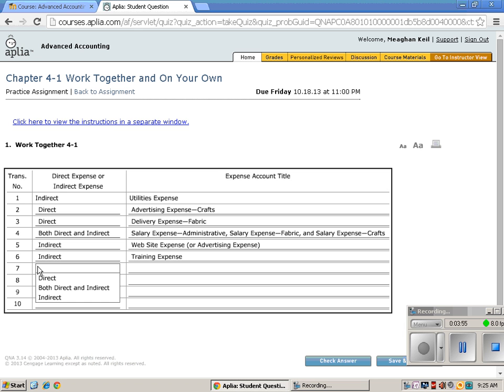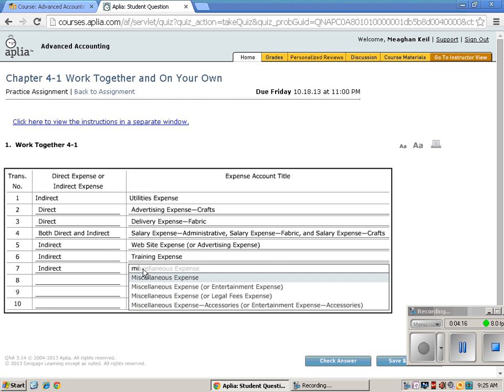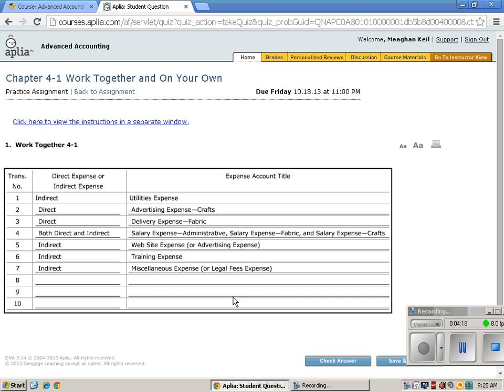Paid a retainer fee to an attorney for legal advice. So in case somebody fell in our store and they might sue us, whatever it may be. Again, it's both departments. It'll be indirect because it's for the overall business. We're going to call that miscellaneous. Or, depending on your chart of accounts, you could say legal fees expense. If it's something that's going to happen frequently, you could have it in your chart of accounts as an account title.